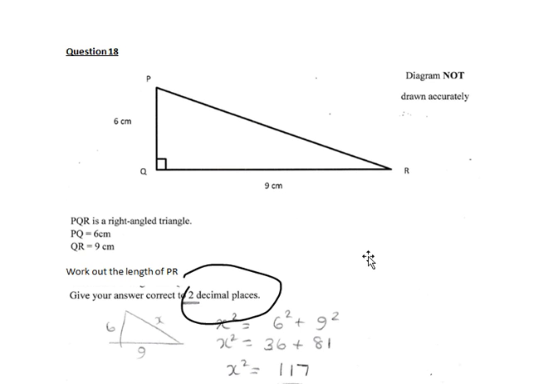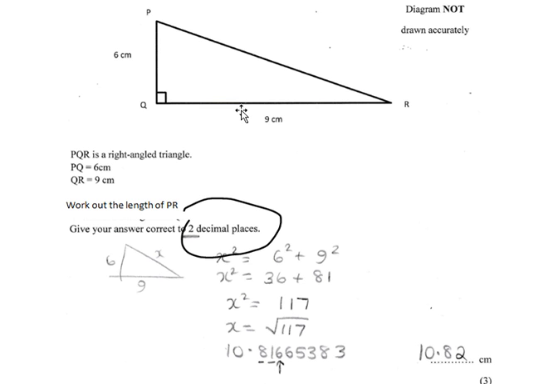So question 18, it's a right angle triangle, two sides are given, we need to work out the third one. It's Pythagoras' theorem. So 6 squared add 9 squared equals the other side squared. We must remember to square root at the end. And it wants the answer to two decimal places, so 10.82. It looks like 81, but the next number is 6, which is 5 or more, so it rounds up.